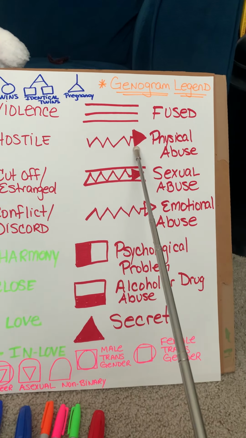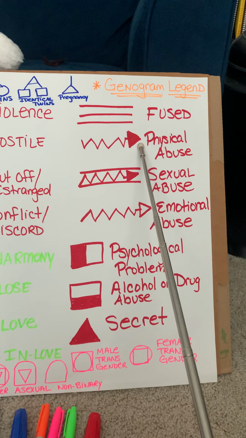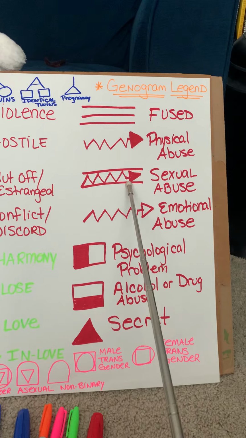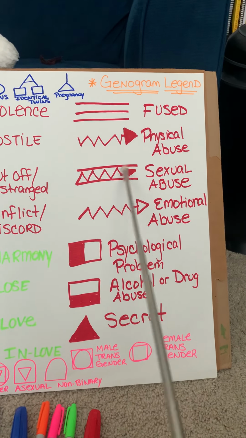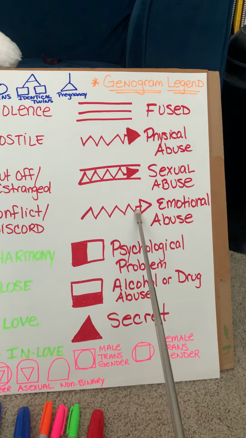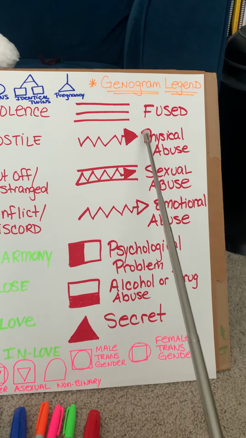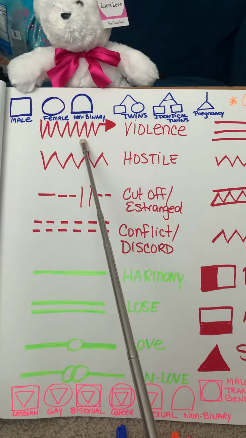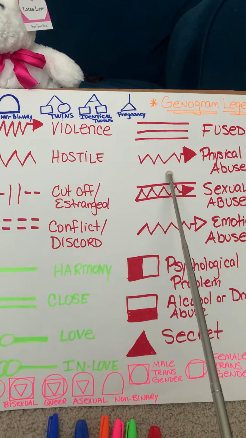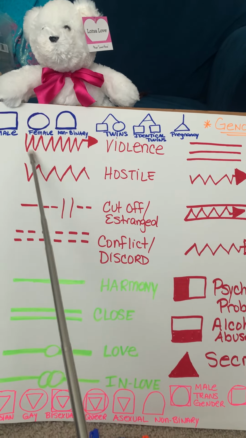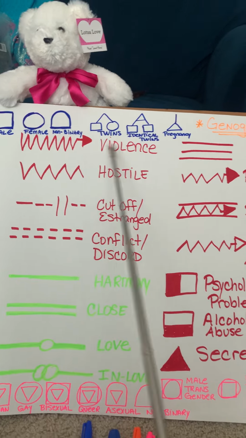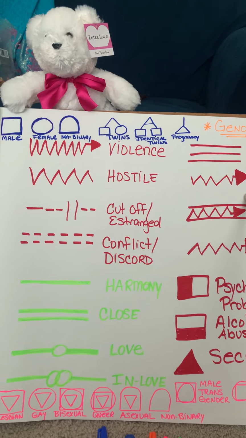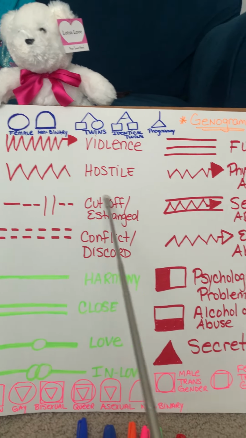This is a squiggly or jagged line with an arrow that's colored in. This is also a jagged line with two thick lines above it with an arrow colored in. And this is a jagged line with an open arrow. So that's the difference between physical, sexual, and emotional abuse. The violence one is very similar to physical abuse. The difference is you see how tightly jagged this is, and this is more of a looser jagged line. Hostility looks like physical abuse as well, but it has no arrow.